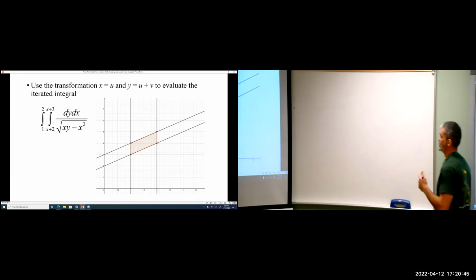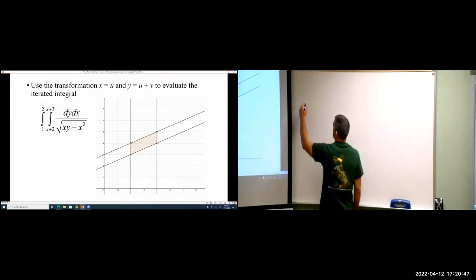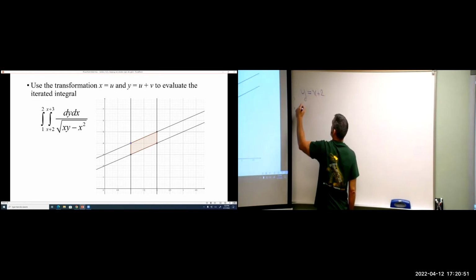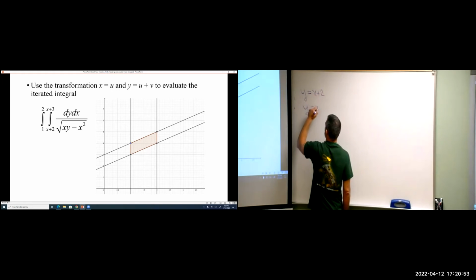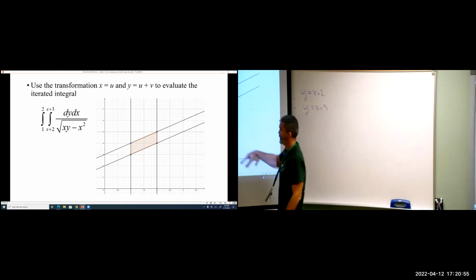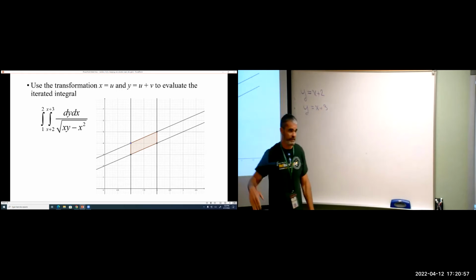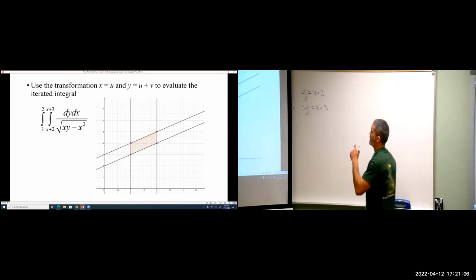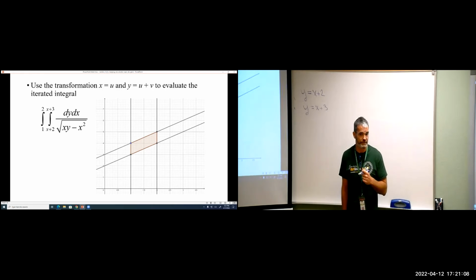So let's take a look at our first set of limits. Y equals x plus 2 to y equals x plus 3, right? That's going from this line to this line. What's that doing in terms of u and v? Well, remember x equals u, right?